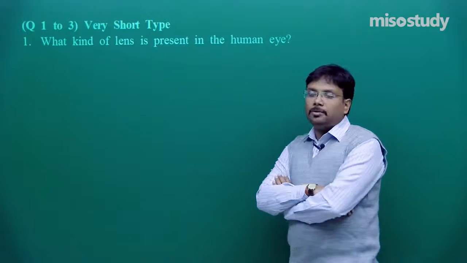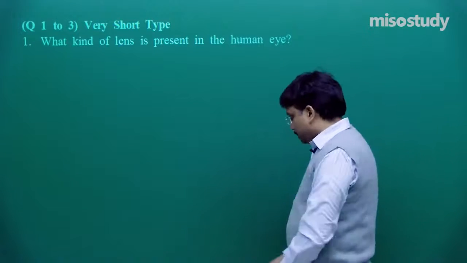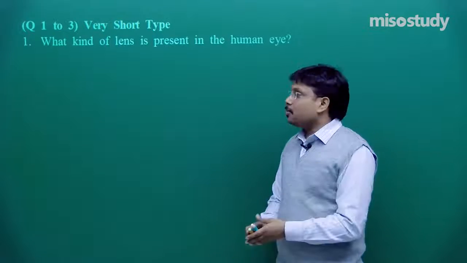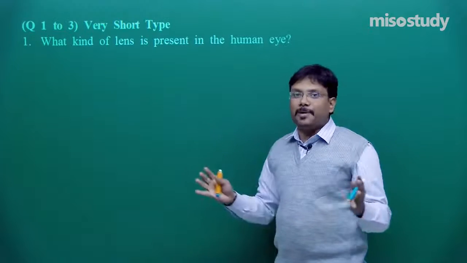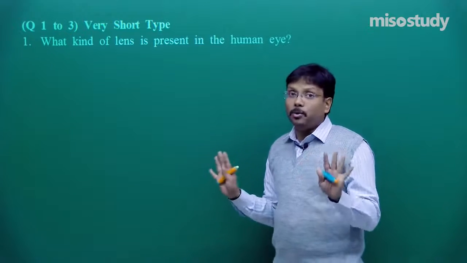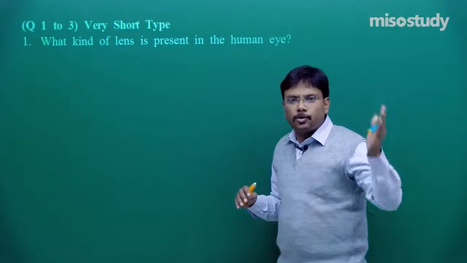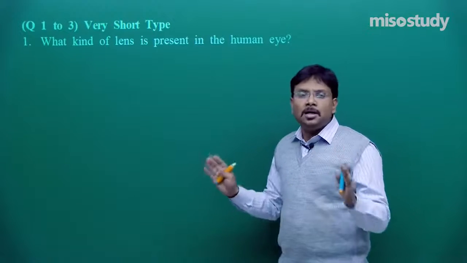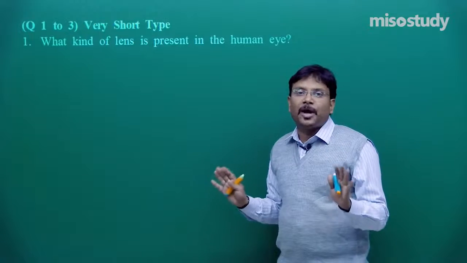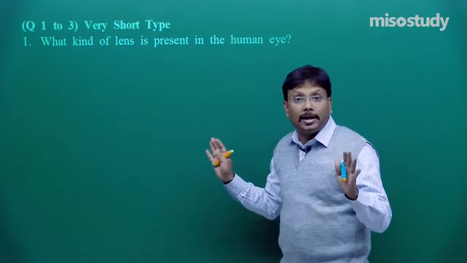The first question: what kind of lens is present in the human eye? You should write down convex lens, but as I have to explain, I will tell you some other aspects also, though you need not mention those things. Why am I telling this? Because if any student is not watching our videos regularly, then he or she should also get some idea of how to write.